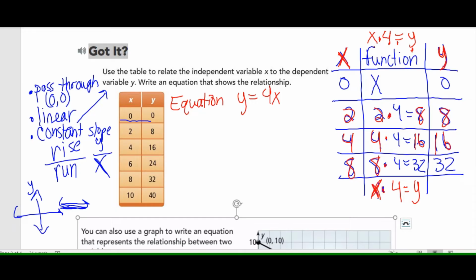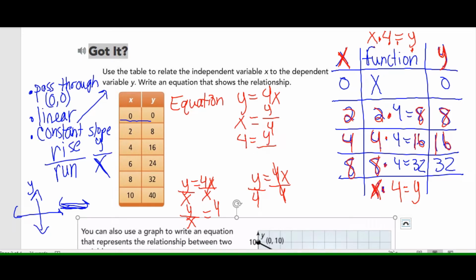So you can write this equation, and you can manipulate the equation. If we were to solve for x, we would divide both sides by 4 to get x on one side by itself. So another equation is x is equal to y divided by 4. And we could also isolate the 4. If I want 4 on one side by itself, I would divide both sides by x, and I'll get y divided by x is equal to 4. So that's another type of equation: 4 is equal to y divided by x.